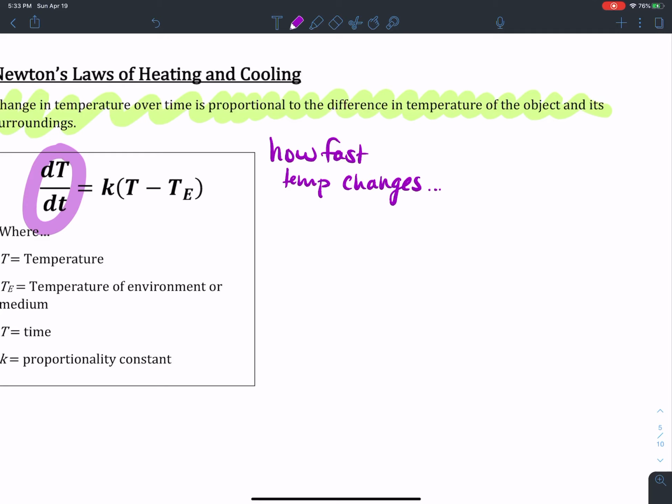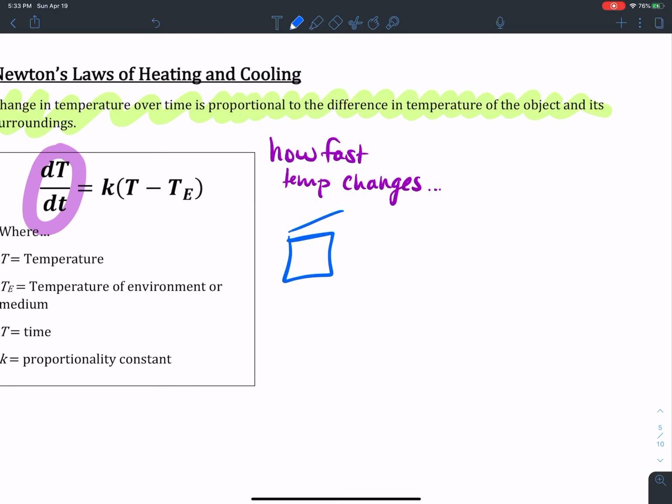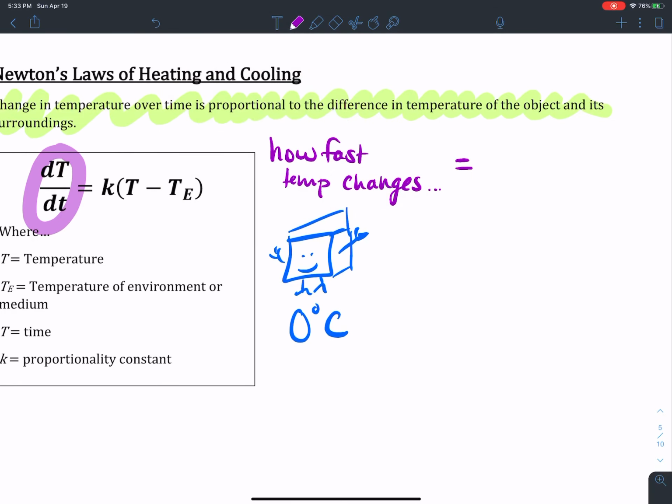So we'll worry about K in a second, but let's just think about the idea. Let's take this basic example of an ice cube. If I have a little ice cube, and let's say for the sake of simplicity, because it's ice, it is 0 degrees Celsius. Now, again, I'm trying to just have a numerical measure for how fast my temperature is changing.